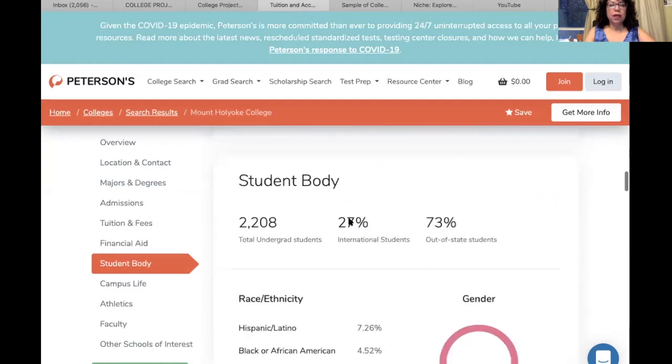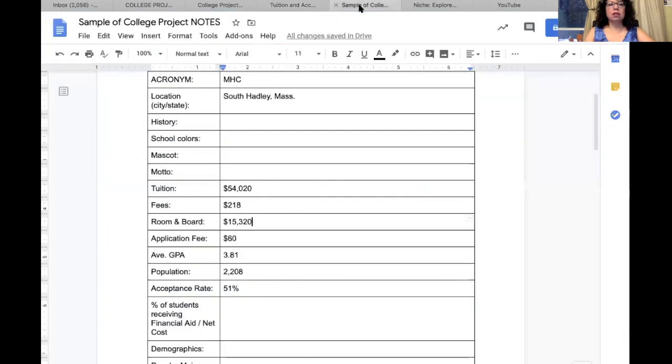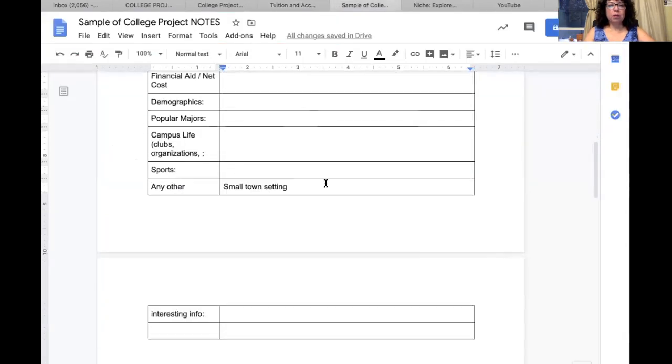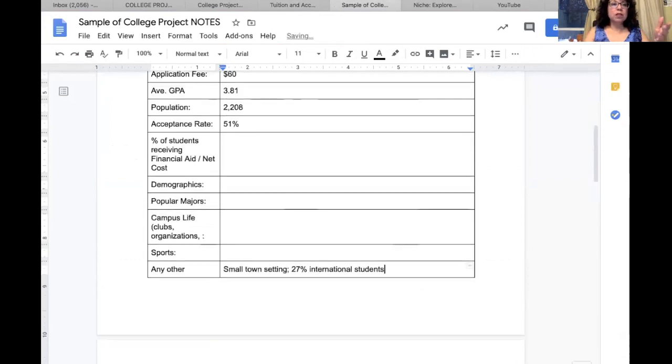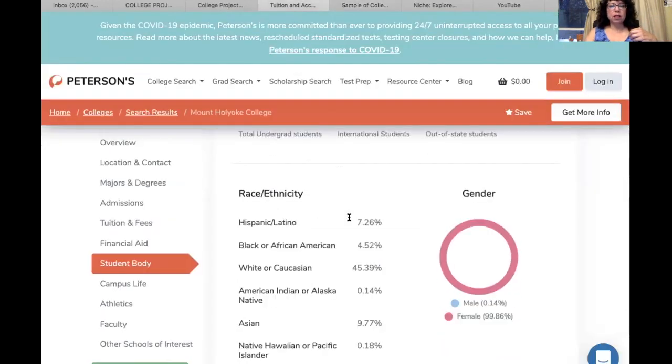We'll have to look. So here's something interesting. 27% international students. That might not be in the demographics, I'm not sure, but we'll say 27% international. That's important because that means you're going to get students from other countries. That's a high percentage. That's more than 1/4 come from other countries, and that's important.